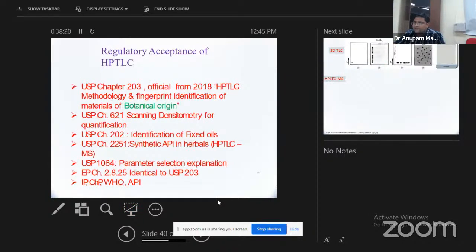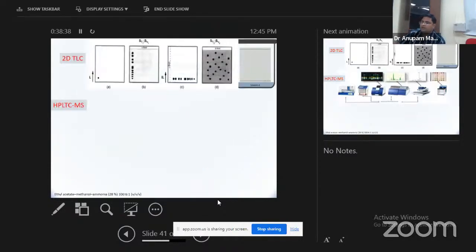The regulatory acceptance of HPTLC. In USP chapter 3 and chapter 6 to 9, and in our Ayurvedic Pharmacopoeia of India, the HPTLC fingerprint is already included. So this is the regulatory acceptance of HPTLC. Now there are some emerging tools like 2D TLC and HPTLC-MS.